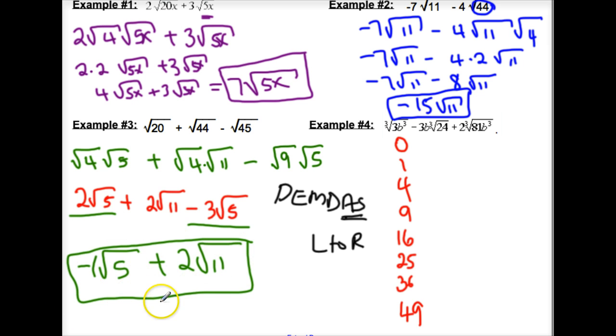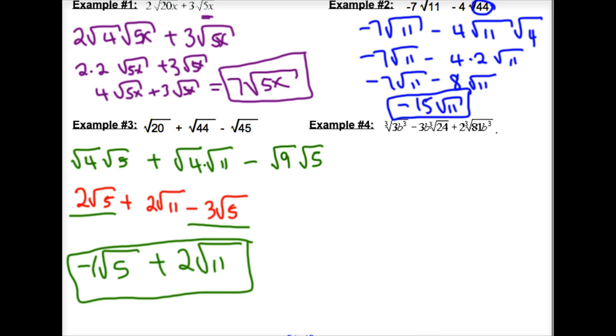So this is my final answer. This 11 could not be broken down into something that had a 5. Remember, I can only combine like radicals. Now I'm going to take this off so I can get some space to do number 4, which is a little bit more complex. So number 4, and let's move these over just a little bit. Move these down over for me.